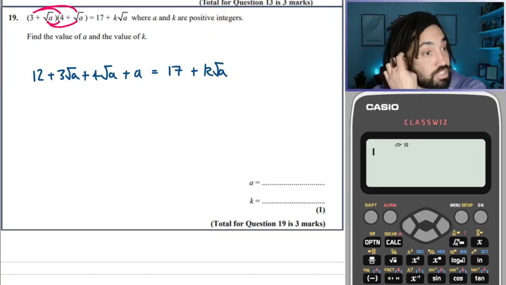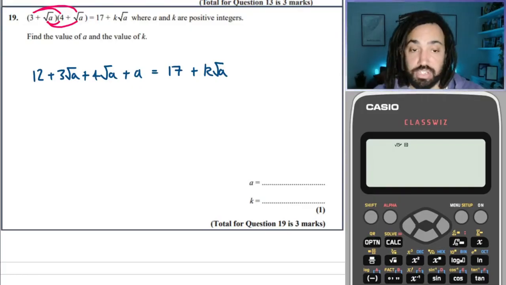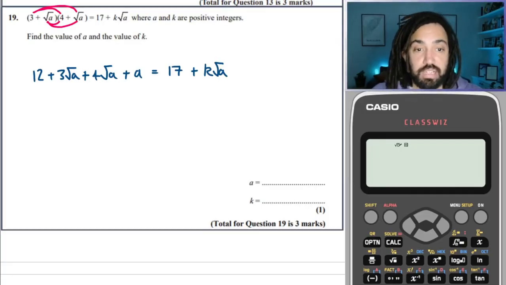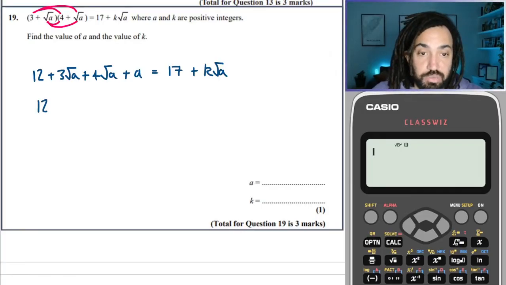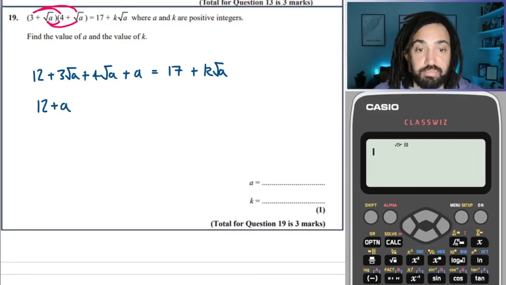Okay, so this is another instance where we have to equate coefficients. We've got to equate the rationals and the irrationals. The surds and the non-surds. So let's look at the non-surds. We've got 12 plus A. And the surds, we've got 7 root A.